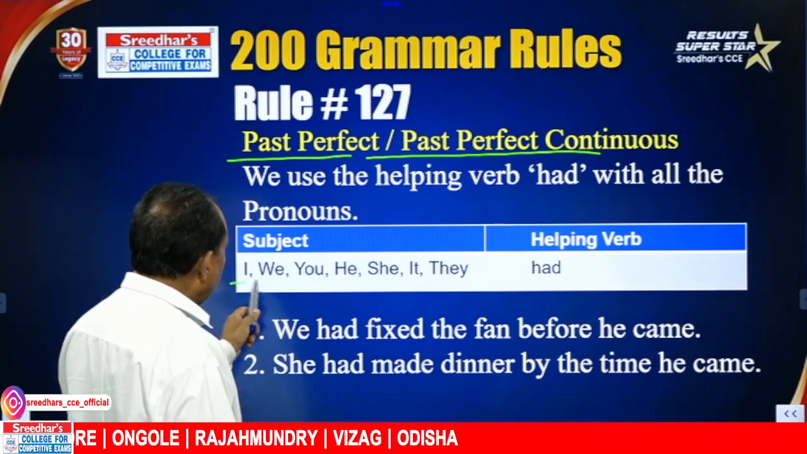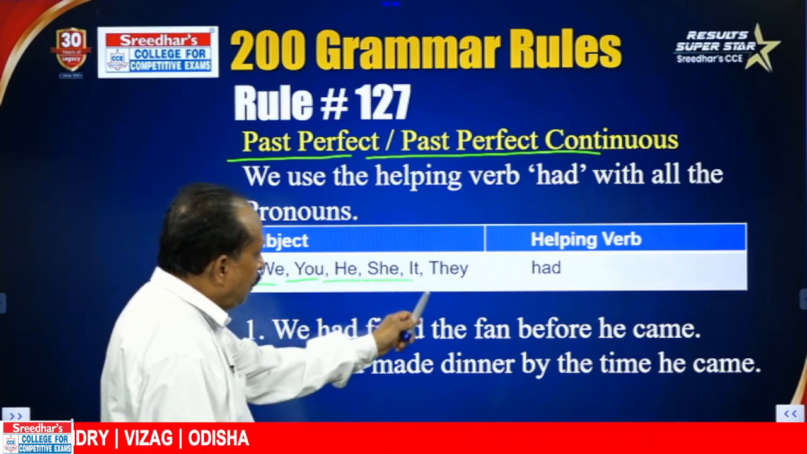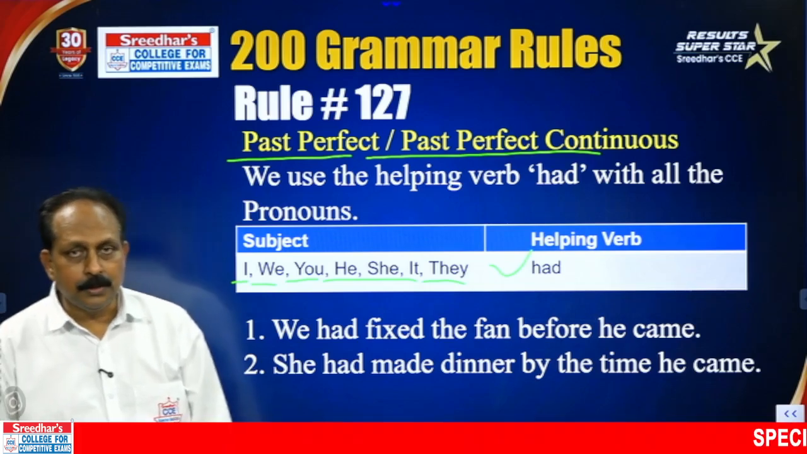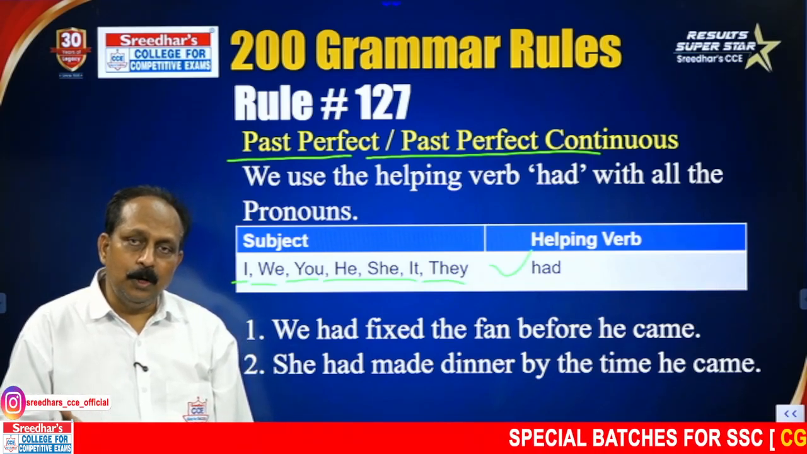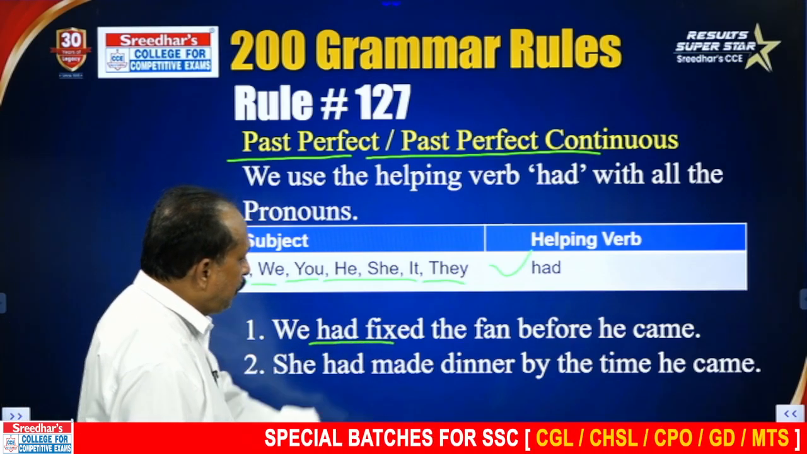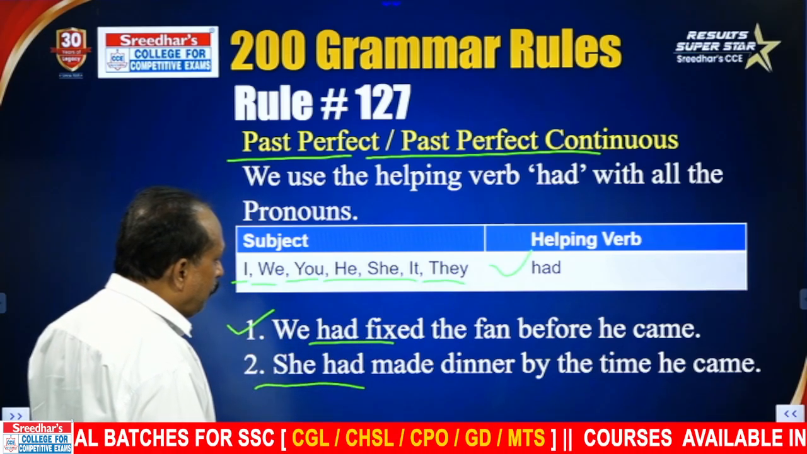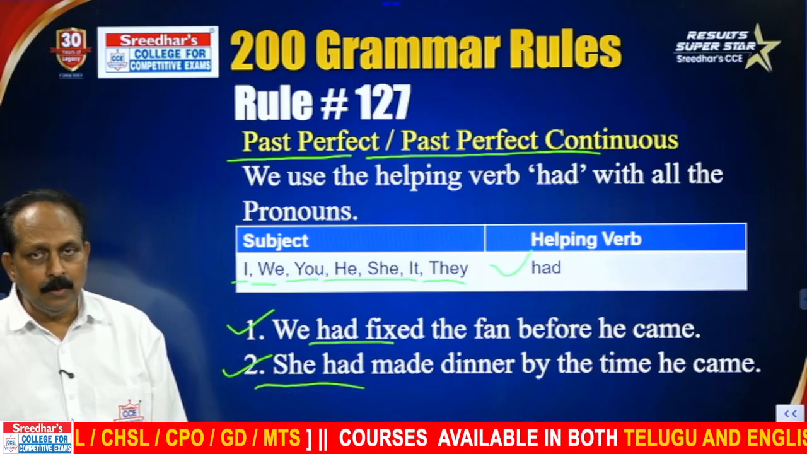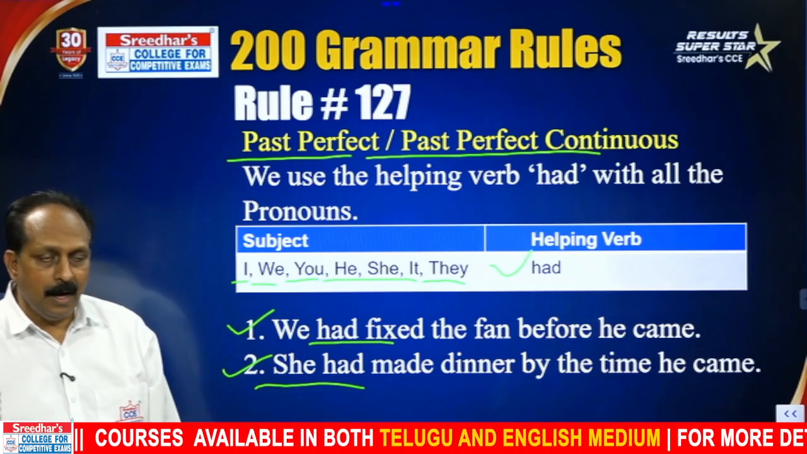What are the pronouns? First person singular, first person plural, second person singular and plural, third person singular, third person plural. All the pronouns, all the nouns take the helping verb had. And the same rule goes with past perfect and also past perfect continuous. We had fixed the fan before he came. She had made dinner by the time he came. Both the sentences are in past perfect, and whatever the subject, I, we, or he or she, we should use had.